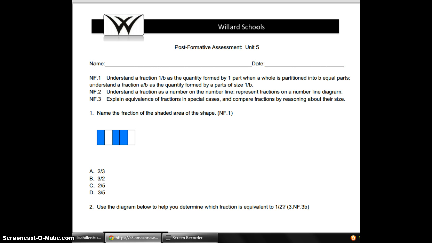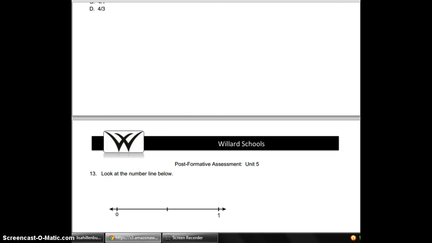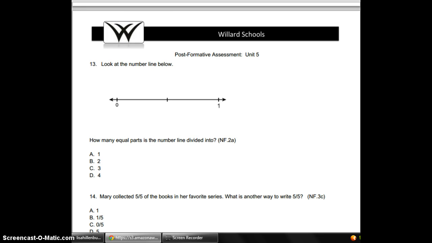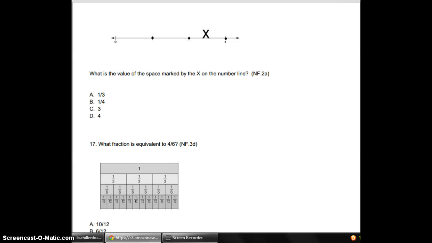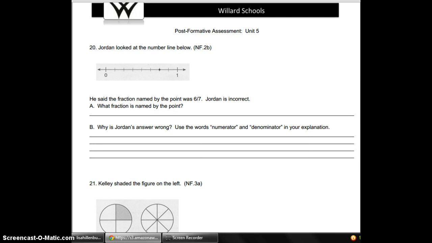As you go through the assessment with your child, you'll notice that the first 19 problems are selected response, so they can use what's available to them, like on number 13 here, the number line, to figure out which answer of the selected response, A, B, C, or D, is correct. Then when they get down into number 20, these are constructed responses, where again they still need to use the number line, but then they need to write out an answer and explain the answer.